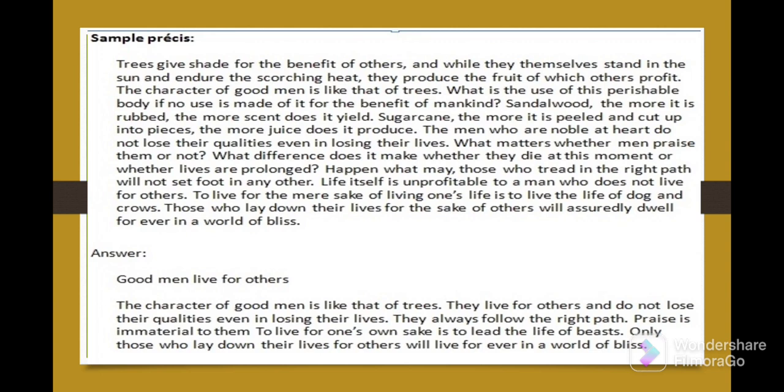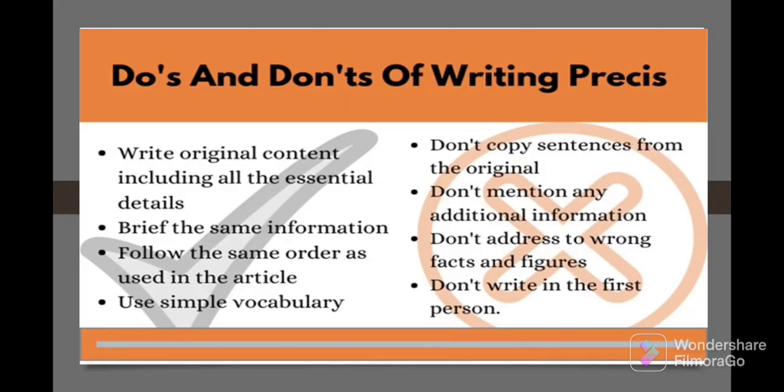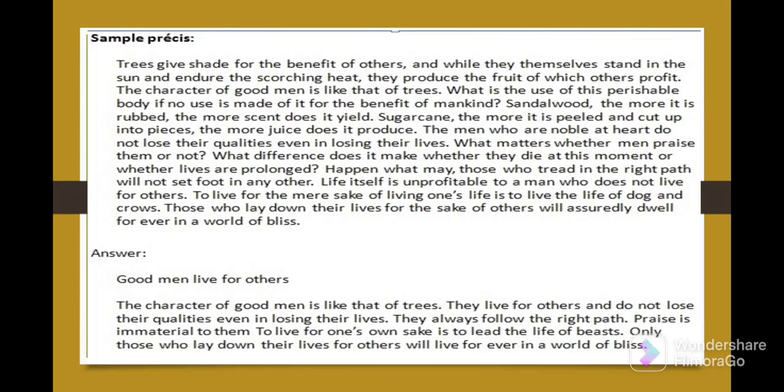So now let us see a sample precise writing. They have given first a main passage, and based on that they have gathered the maximum information and made a precise writing here. See now, trees give shade for the benefit of others, and while they themselves stand in the sun and endure the scorching heat, they produce the fruit of which others profit. The character of a good man is like that of trees. What is the use of this perishable body if no use is made of it for the benefit of mankind?